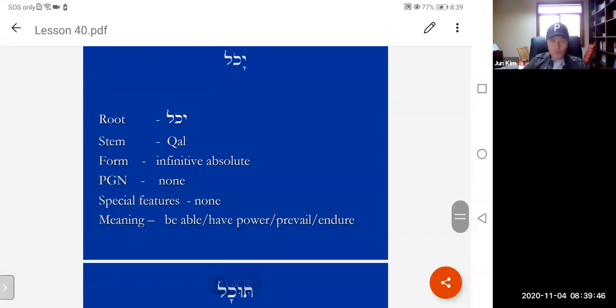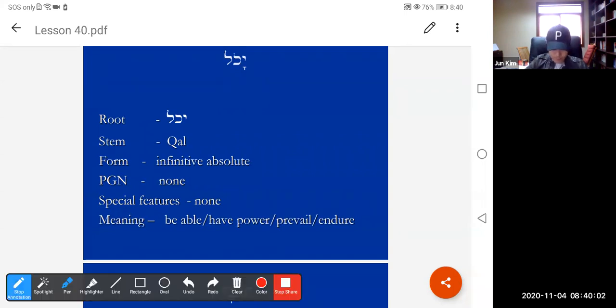All right, this one is the verb yakal actually, obviously carrying all those important indicators of infinitive absolute, comets and holem. So root letters yakal, kal, infinitive absolute, no PGN, no special feature, meaning: be able, have power, prevail, endure. I think most of you probably remember this one, the meaning as be able, right? Okay, let's move on.